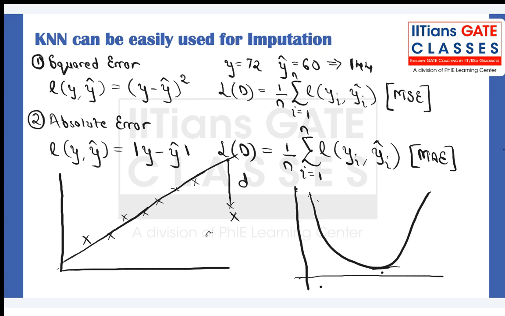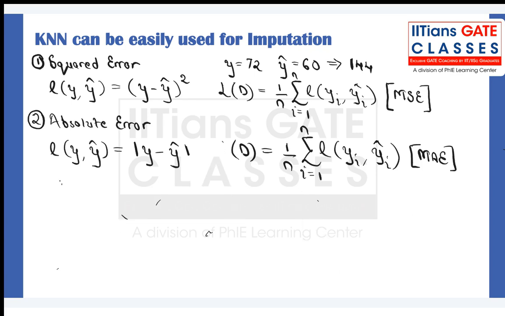But here is something else. There was this genius called Huber. What Huber did was he came up with a loss function called Huber loss.